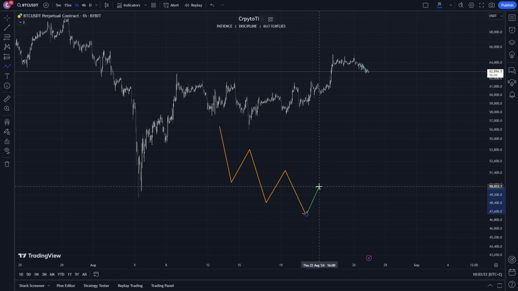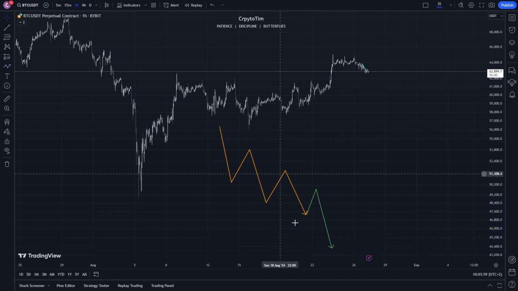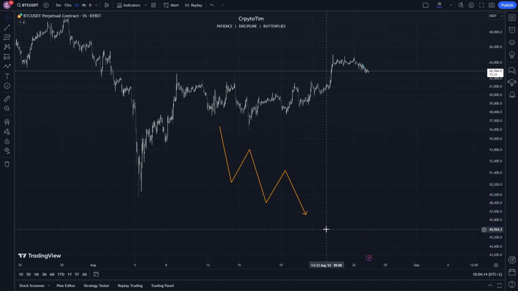So we could see an initial reaction, so retail gets excited, they jump in, but then we go instantly down and continue the move back down, for example. So market makers and institutions know retail is watching these waves. They enter here and they instantly get liquidated.